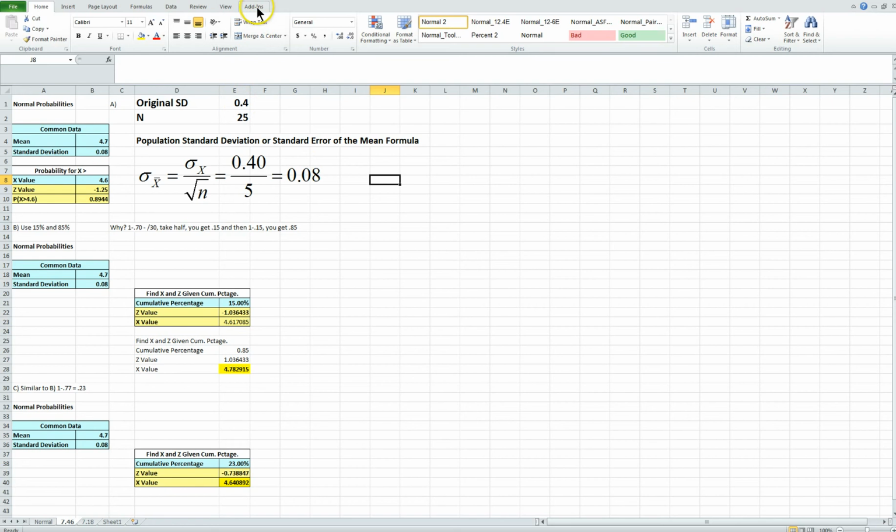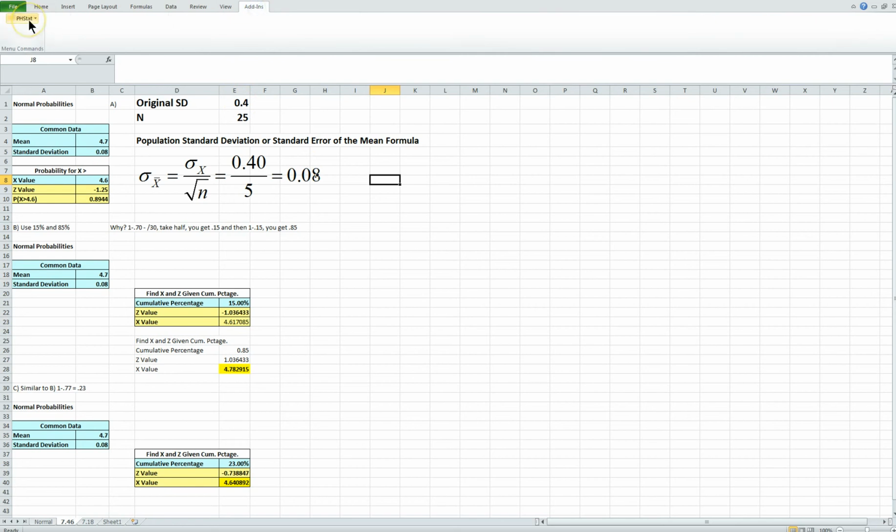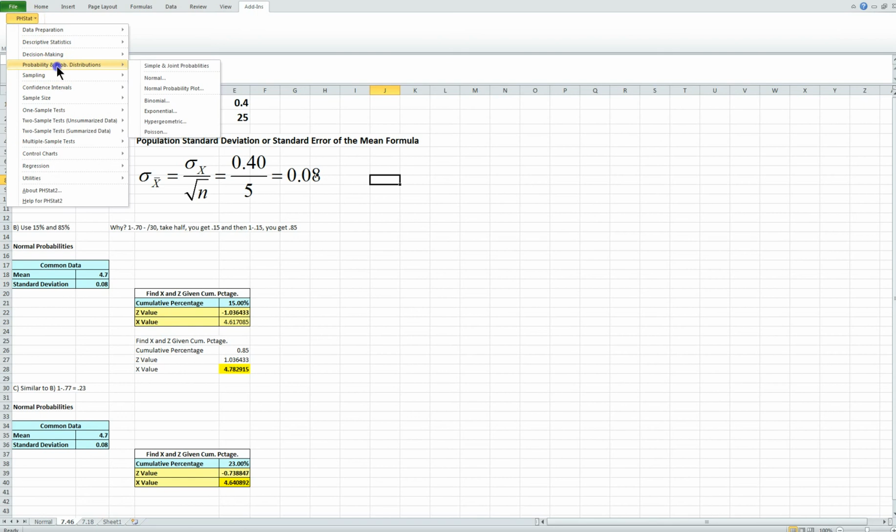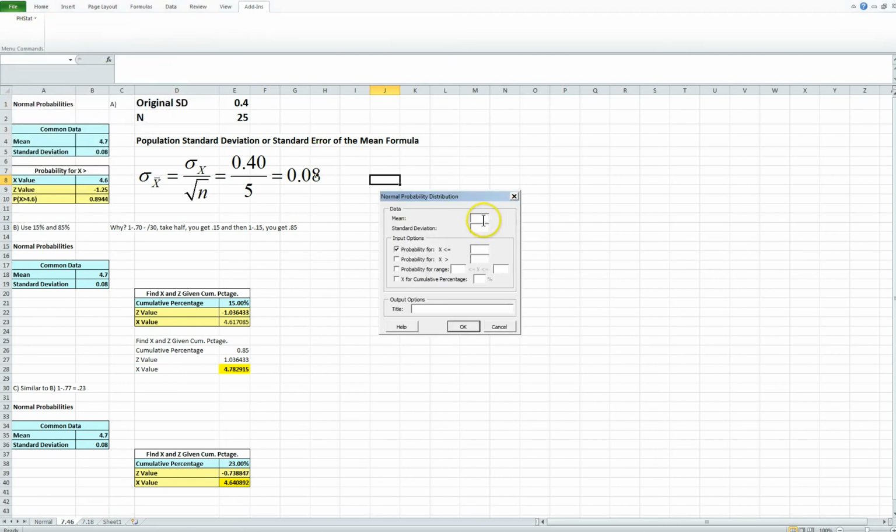So this is just a matter of following some similar steps in PHStat. We will go to our probability and probability distributions to the normal. We have our mean of 4.7. Our standard deviation now is 0.08. And so these checkboxes should be very similar to what you performed last week.